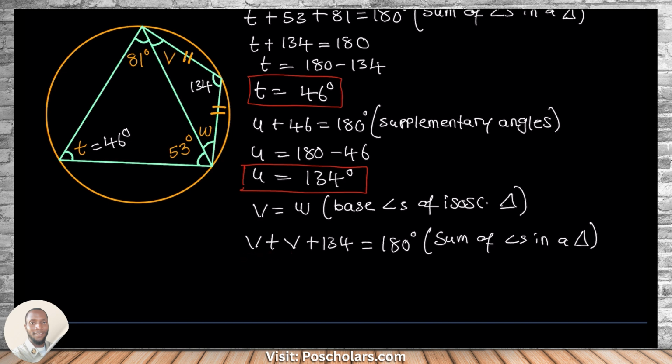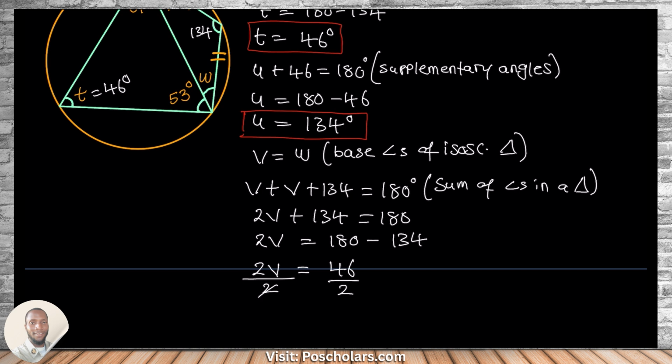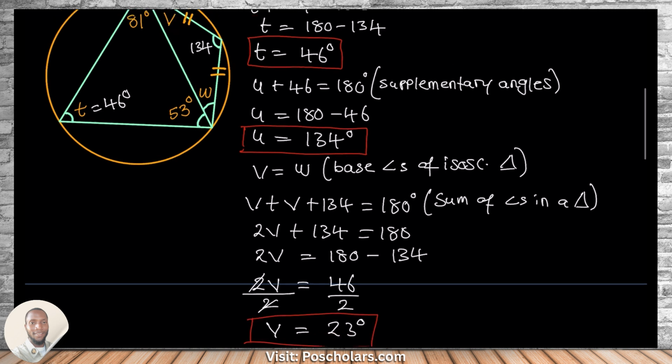Next, V plus V gives 2V, right? Plus 134 equals 180 degrees, right? Then 2V equals 180 minus 134. We subtracted 134 from both sides. So continuing, we have 2V is equal to 180 minus 134 gives 46. Then divide both sides by 2. Then you have that V, 2 cancels 2. V is now equal to what? 23 degrees.